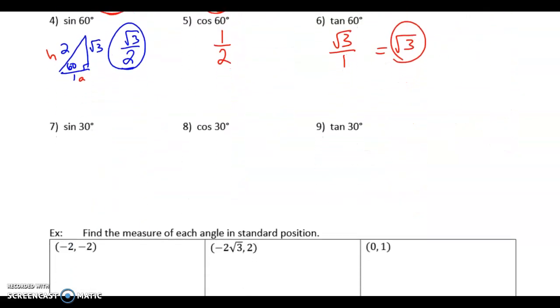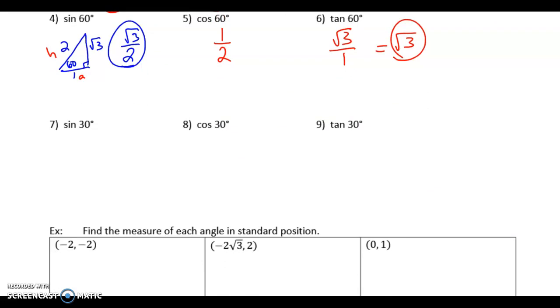Okay, we can use the same triangle. I'm going to just draw it a little bit different for the sine of 30. So again, you have your short leg is n, your hypotenuse is twice as long, and the long leg is square root of 3 times as long. So why don't you pause the video and see if you can do number 7, 8, and 9.